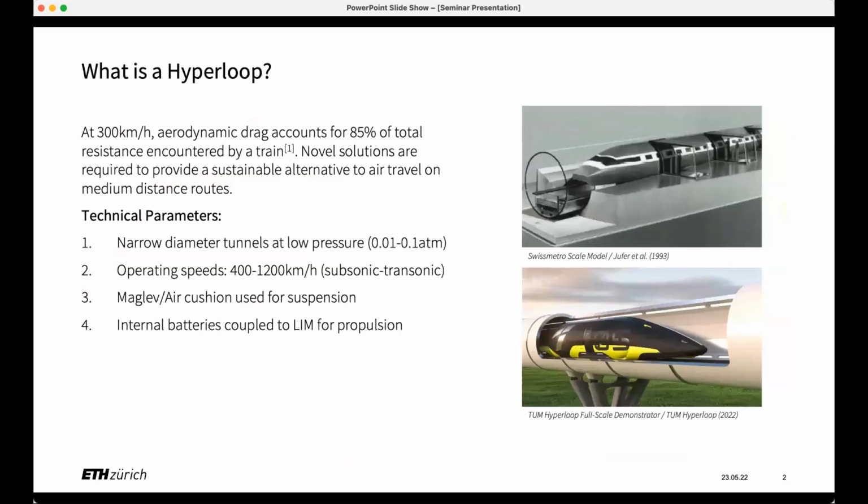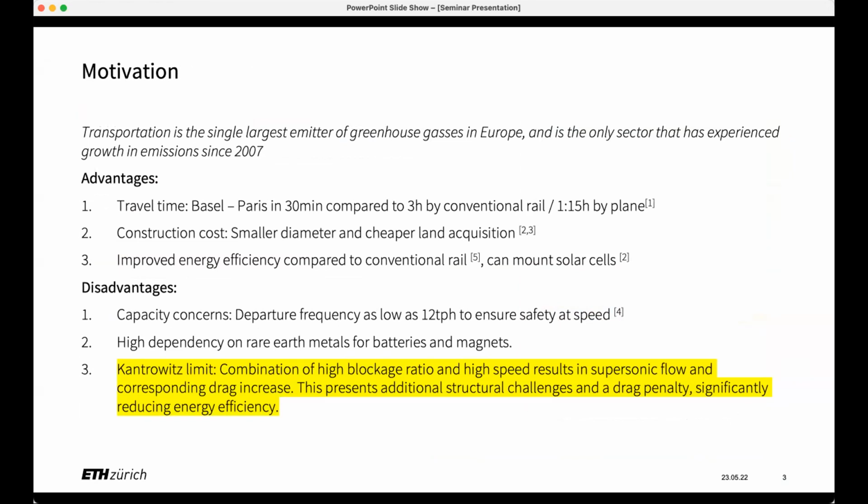This is a slide that I'll probably run through quite quickly, as I think everyone has a good idea by now, but the aerodynamic drag for a regular conventional train accounts for 85% of the total resistance at 300 kilometers an hour, which is why we need new solutions to overcome this. And transportation is the single largest emitter of greenhouse gases in Europe right now. It's also the only sector that has experienced growth in emissions since 2007 and is expected to continue growing due to growing travel demand.